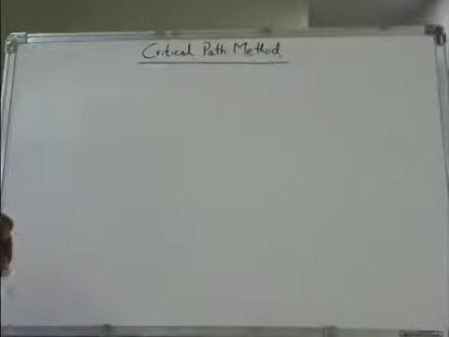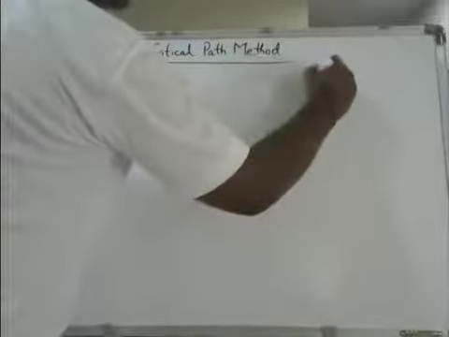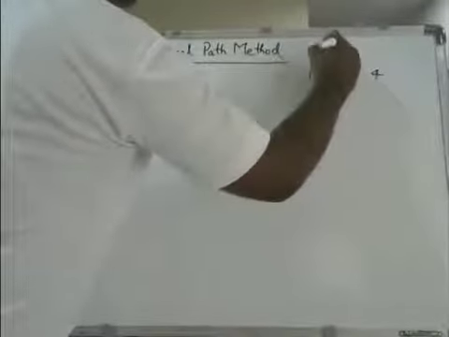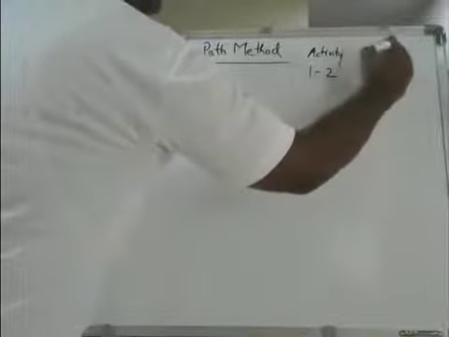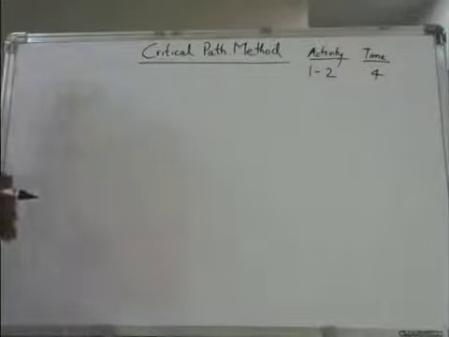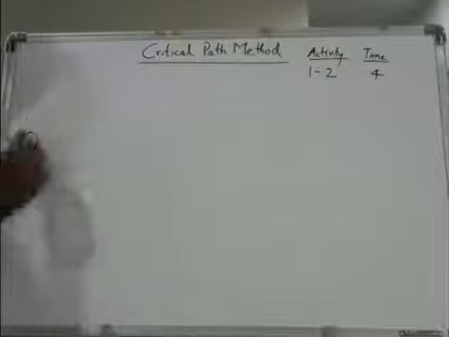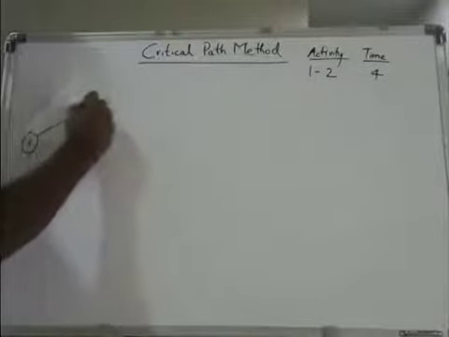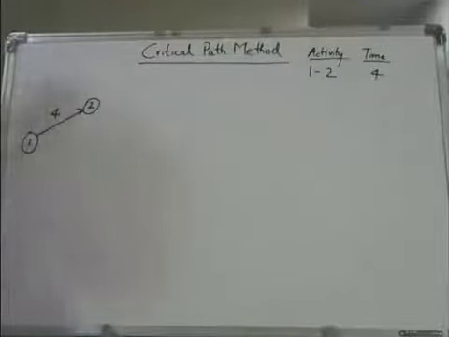So once we are here, now let us see the first activity, 1 to 2, and the total time required is 4. This is the activity and this is the time, or the duration. Right? So the first activity I will take from here, this is the first event. This is 1 to 2 and it will take 4 days to complete.